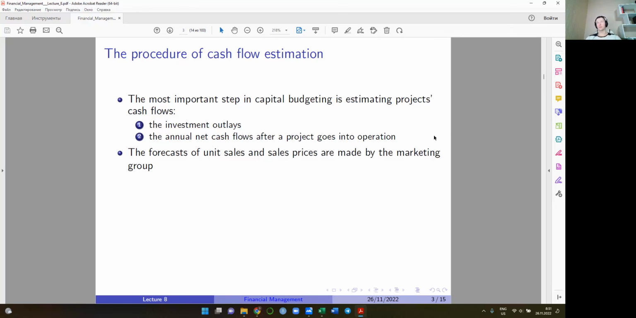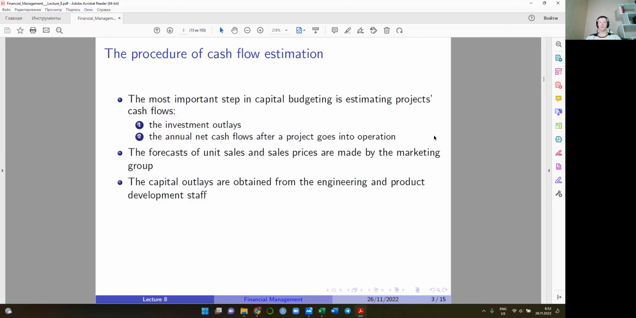And in any company, in any firm, you would have several departments that are responsible for different parts of those forecasts. So here, if we are talking about sales, because sales are the most important determinants of your future cash flows from the project, the sales forecasts are made by, for example, the marketing group. So unit sales and sale prices. The capital outlays can be obtained from the engineering or product development staff. So those people know what is required in order to technically start the project.